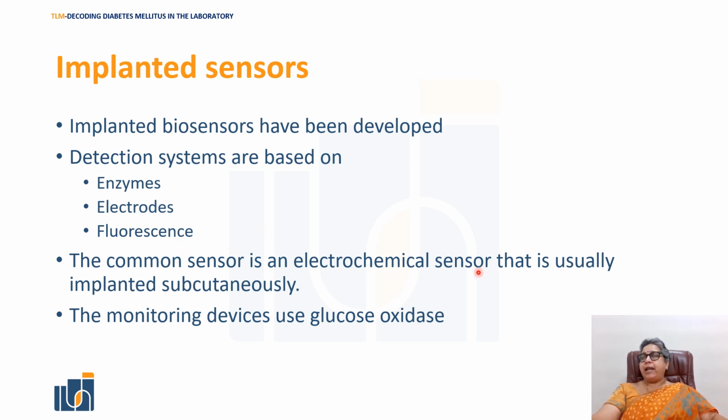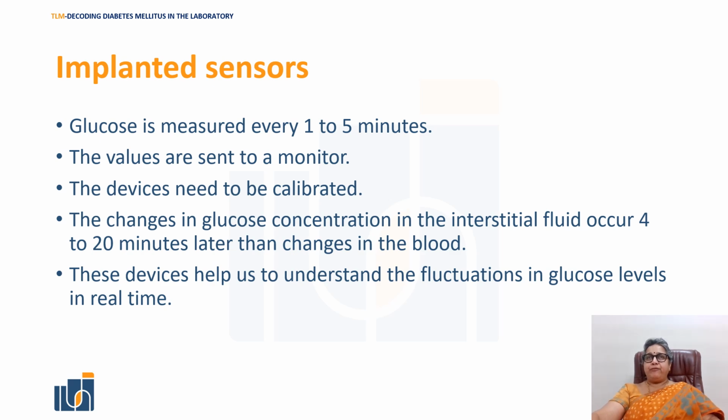And the common sensor is an electrochemical sensor, and you implant it subcutaneously either here or in your arm, and these devices use glucose oxidase. So it's continuously measuring the glucose level in your body. Every 1 to 5 minutes, depending upon the sensor you use, the glucose is measured. This will be collected, stored, and sent to a device, and from that device you'll be able to get a recording of it. You'll be able to get a value which can be either printed out, transmitted to your phone, or connected to a computer, and you can analyze it.